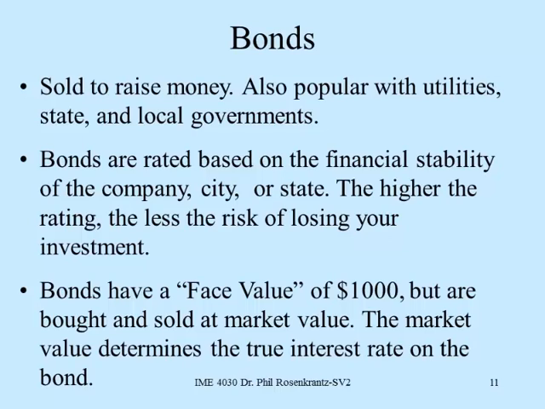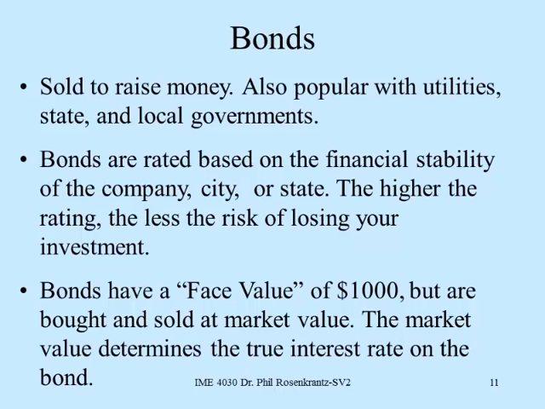Bonds have a face value of $1,000. At the end of the life of the bond, when it matures, the company redeems that bond for the face value of $1,000. However, the bonds are bought and sold before that point at market value. And the combination of the market value, what interest is being paid on the bond, and when it's redeemable determines what the value of the bond is.